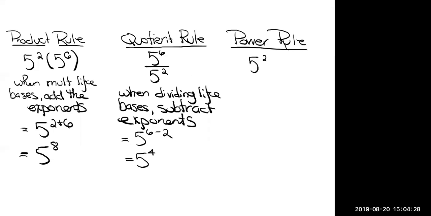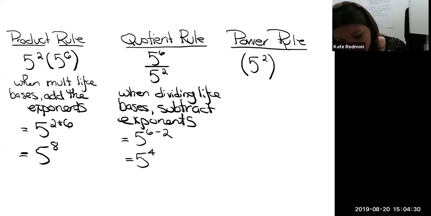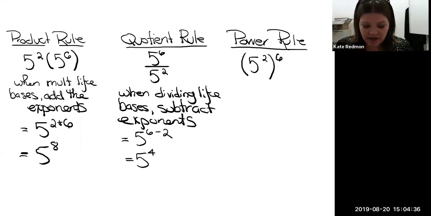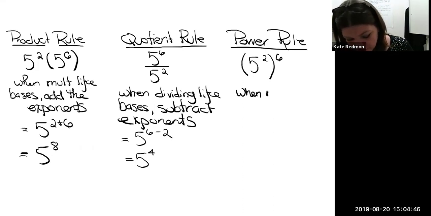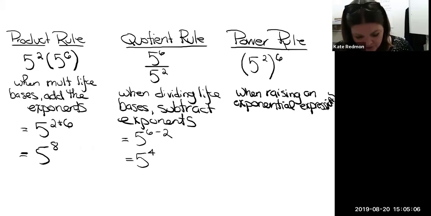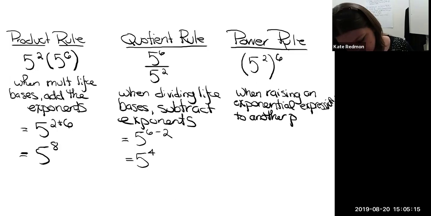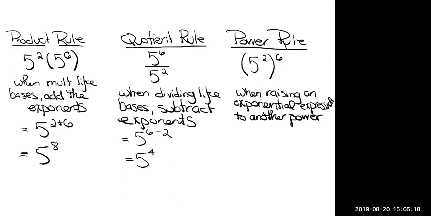Cool. Now the power rule looks very similar to the product rule, but students mix it up. But notice I don't have like bases this time. This time I just have an exponential expression with another exponent. Can you see that? Okay, awesome. So that's the power rule. It says when raising an exponential expression to another power, and what did we do with the exponents that time, David? We multiply them. When raising an exponential expression to another power, multiply the exponents. So what would this one end up simplifying to? 5 to the 12th power.